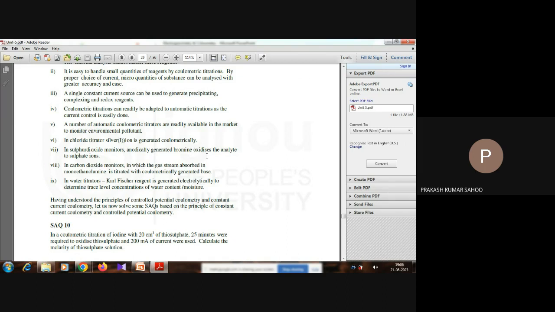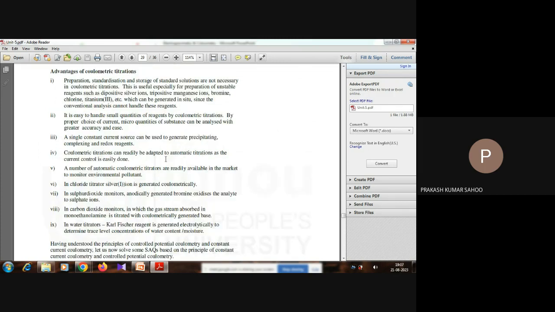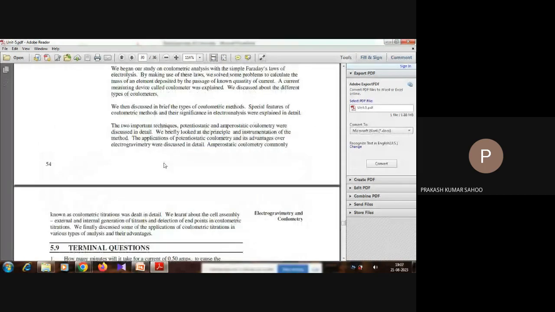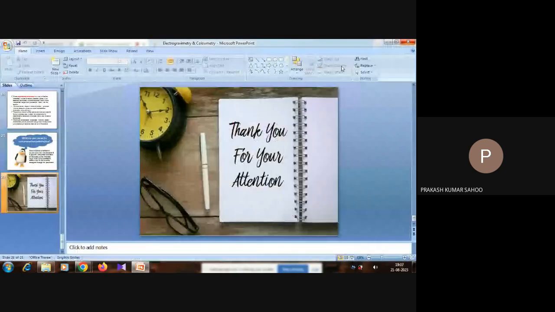Anodically generated bromine oxidizes the analyte to sulfate ion. In the carbon dioxide monitor, the gas stream is observed in monoethanolamine, which is treated with coulometrically generated base. In water titrators, Karl Fischer reagent is generated. Just try to remember these things, and this is all about your coulometry part, the electrometric and coulometry.